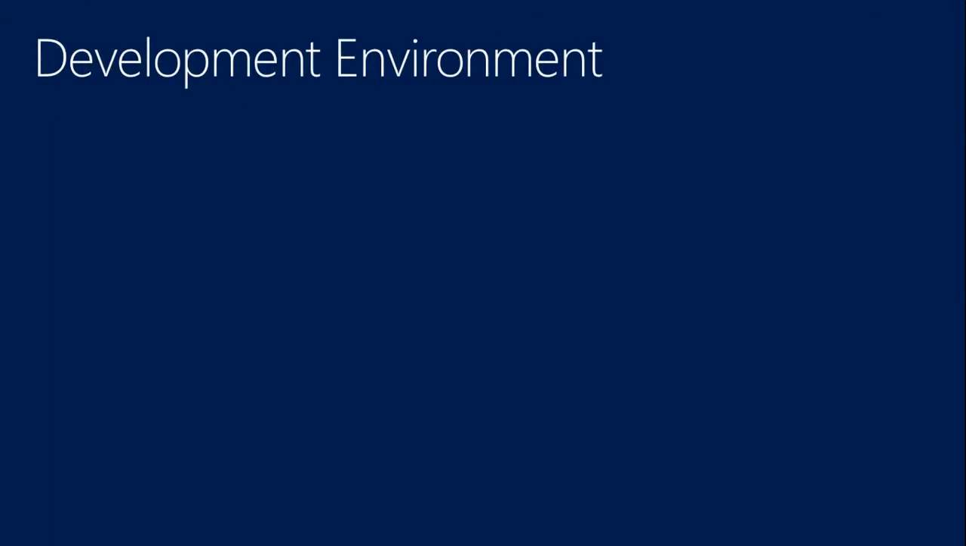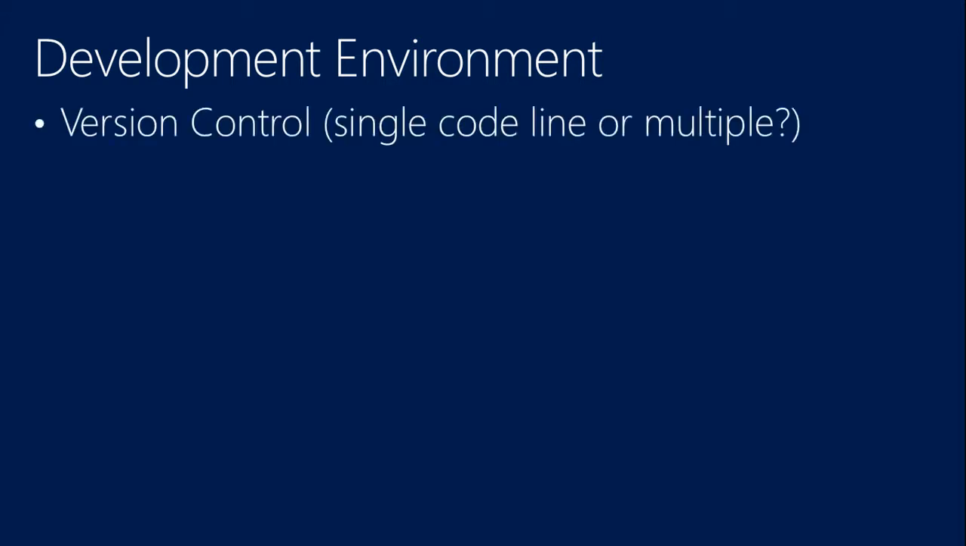Now, you understand what you need to do. You understand you need some maturity. So what does your development environment need to look like? How are you going to support this kind of setup? It starts with version control. And when we think about starting with version control, you have to think about, are you going to do a single code line or multiples?